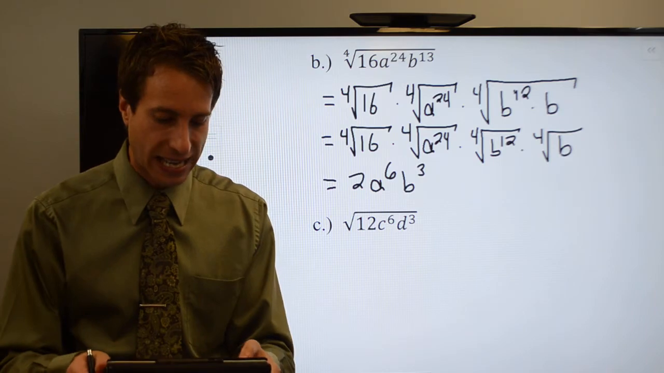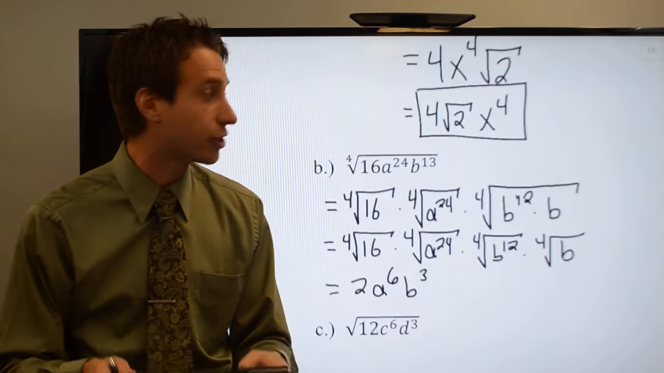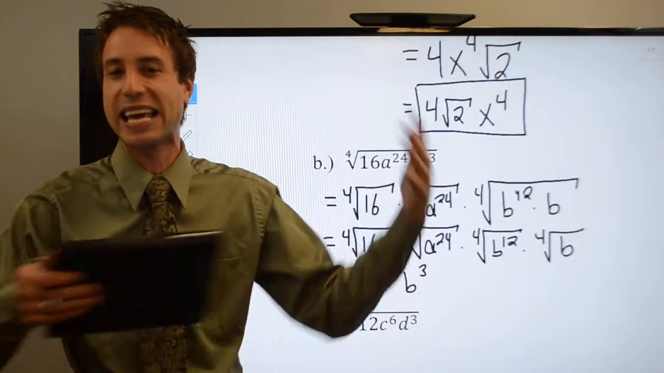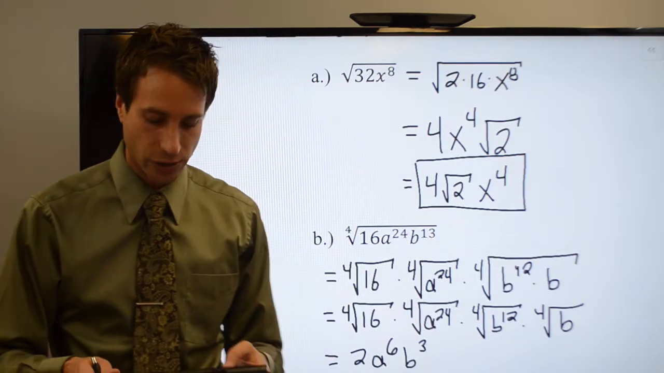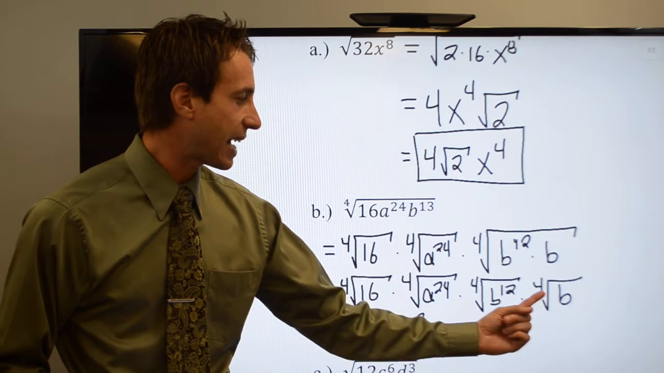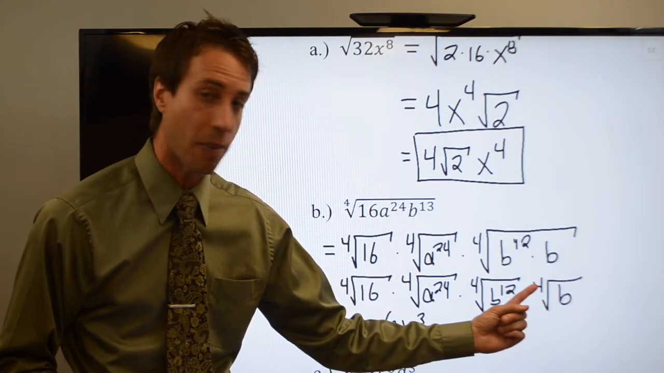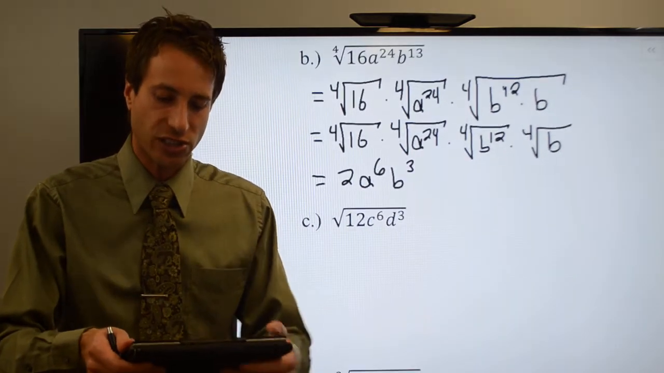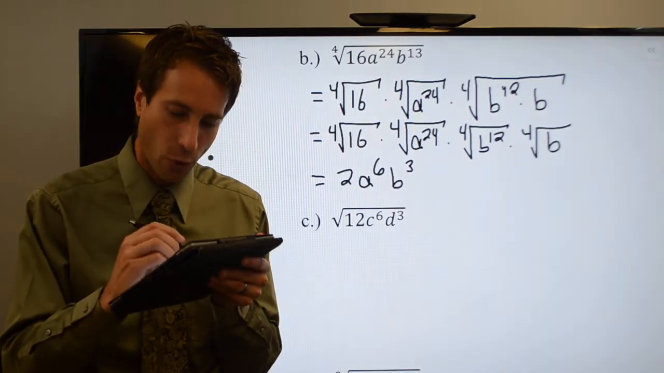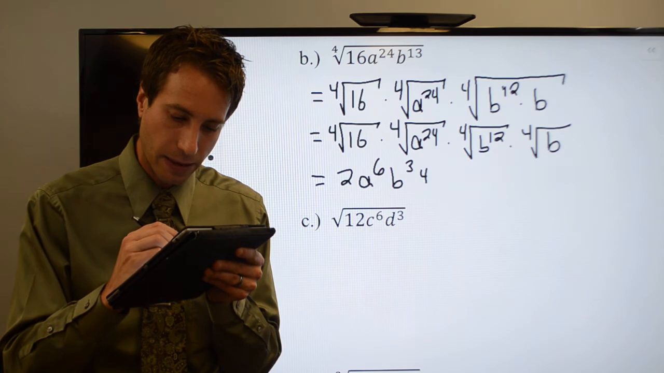And then there's nothing I can do, right? Remember, again, it's very, very much like the 2 up here, right there. I can't take the square root of a 2, so I just leave it as the square root of 2. Well, I can't take, right, 1 is not divisible by 4, right? There's no way to take the fourth root of a b, so we just leave it as the fourth root of b.